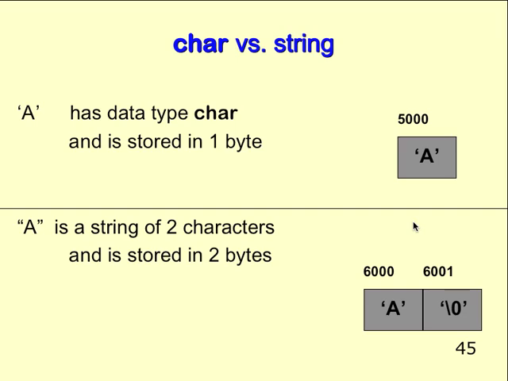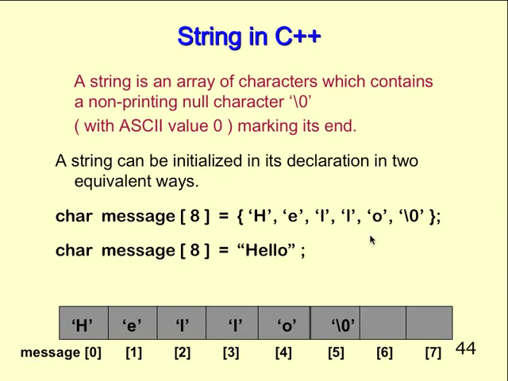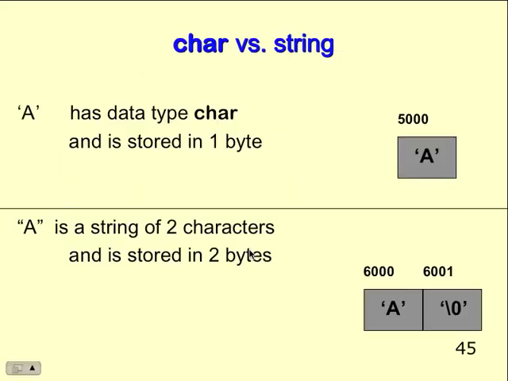So character versus the string. A has a data type character and is stored in 1 byte, at memory address 5000. A is a string of 2 characters. So here's the difference, actually, the single quotes versus the double quotes. Double quotes is always going to give you that null character. So it depends on how you assign it in terms of this method here. Character array, character array. If you use the double quotes, you're going to get that, which is desirable if you want to use it as a string. Otherwise you can't perform any of the string operations on it correctly.